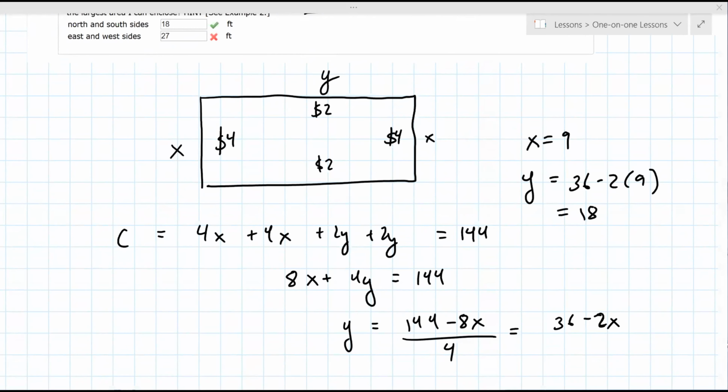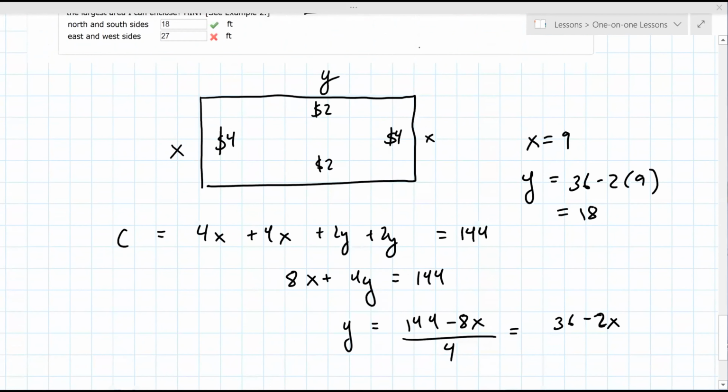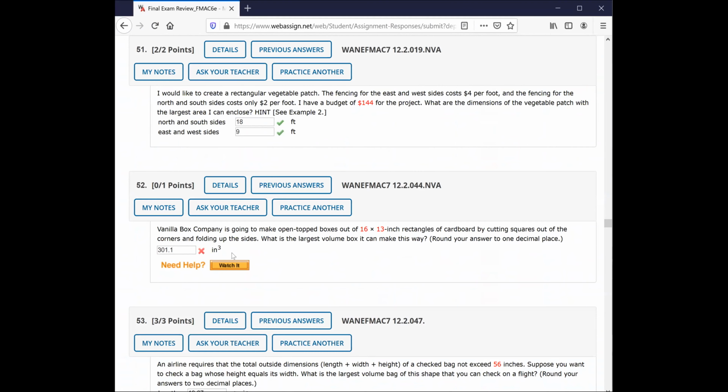Oh, okay. I think my problem was that I just did 2x plus 4y. I didn't do 8x plus 4y. Okay, that's probably why. You'll see it now in there. So, okay.